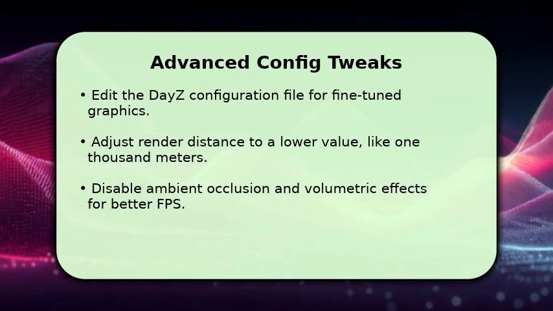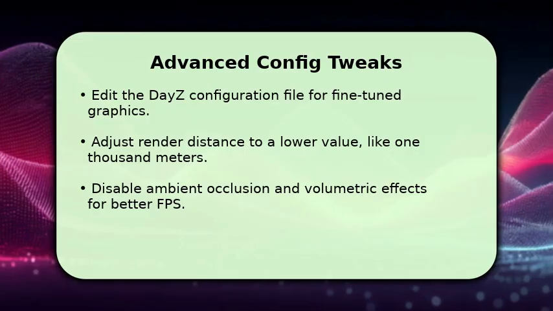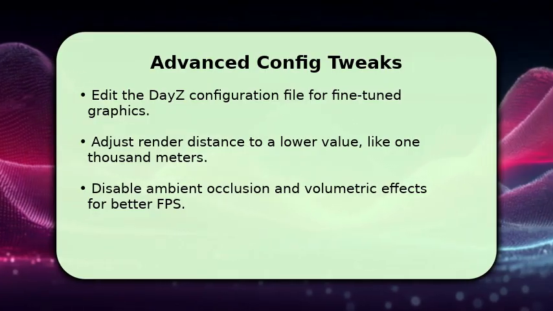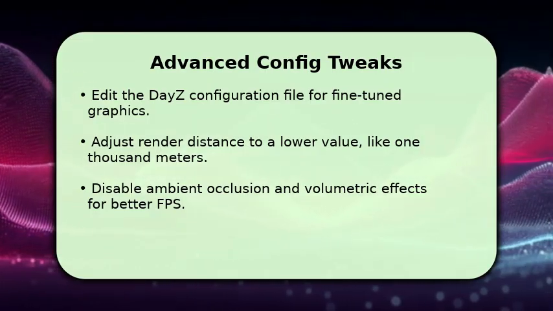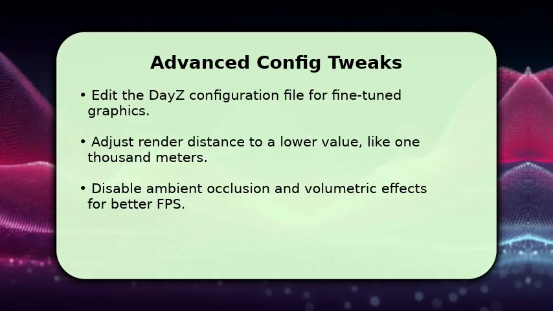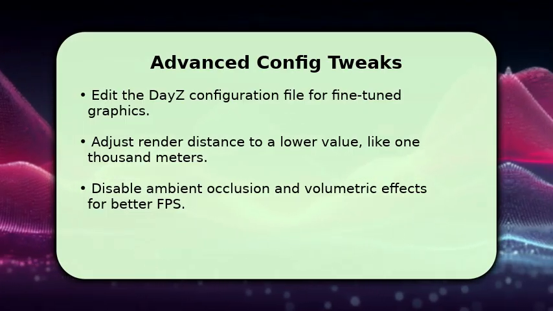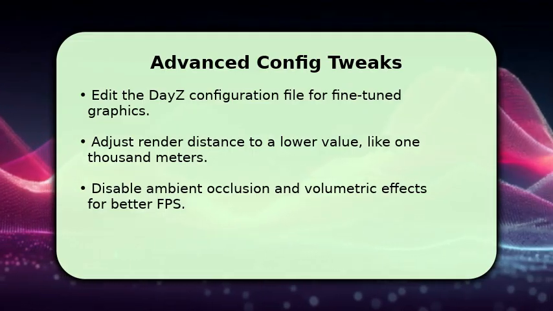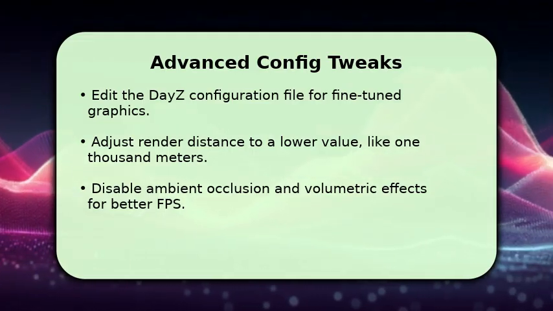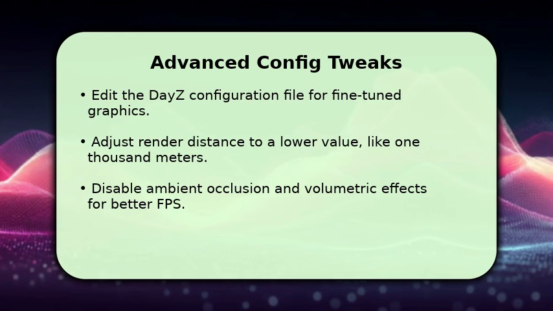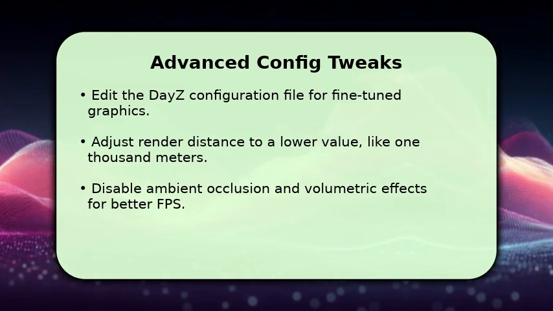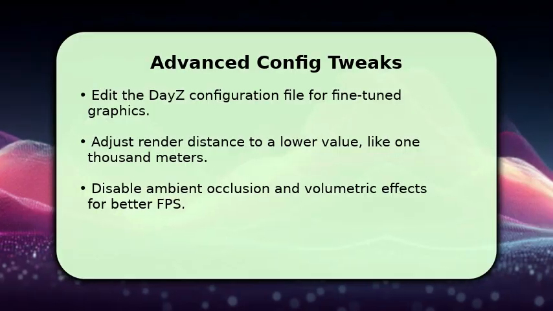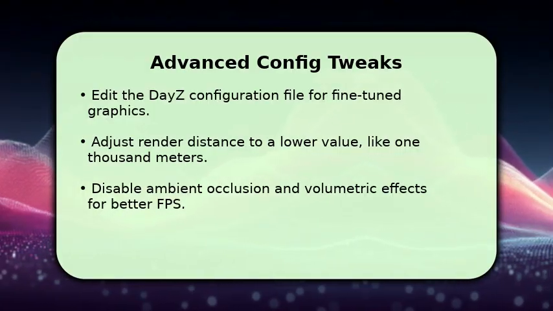For more advanced optimization, you can edit DayZ's configuration files directly. Locate the DayZ CFG file in your Documents folder. Here, you can manually set the render distance to a lower value, perhaps 1,000 meters, reducing the detail loaded in the distance. Also, look for options to disable ambient occlusion and volumetric effects, which are visually intensive.